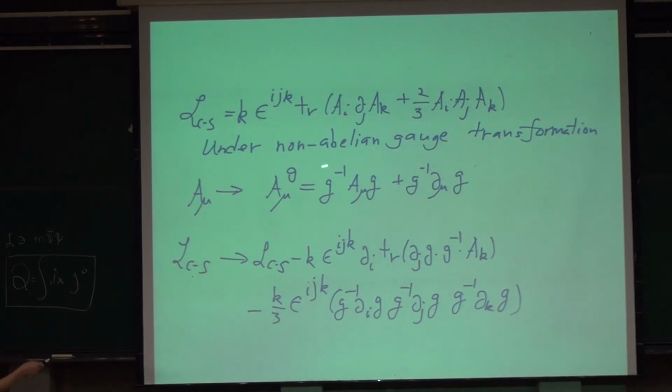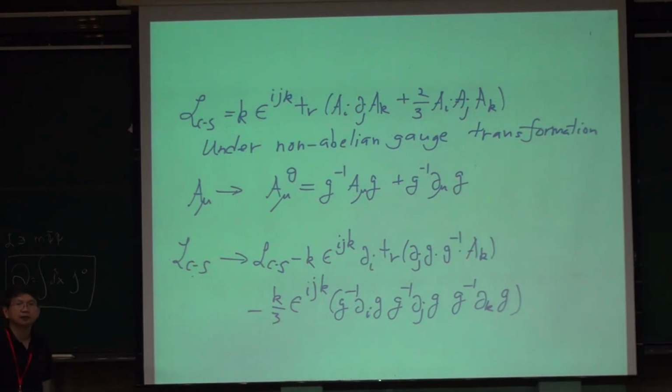So under non-abelian gauge transformation, A mu goes to this. This is the standard Yang-Mills gauge transformation. Then this Lagrangian will not be invariant. It is strange, it's interesting. Unlike the usual Yang-Mills type gauge theory, which is invariant under gauge transformation, the Chern-Simons theory is not invariant. But the second part is okay. The Lagrangian changes by 2 extra terms.